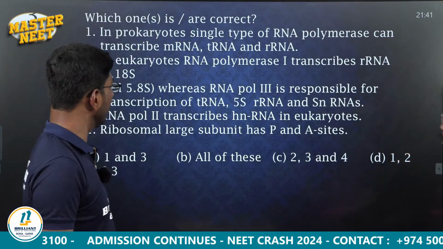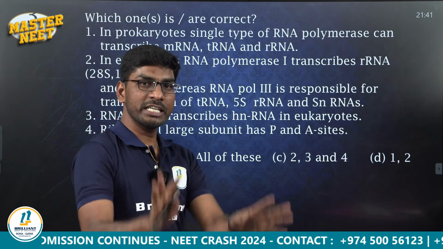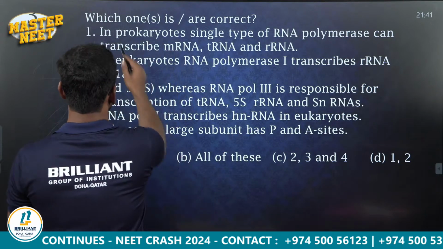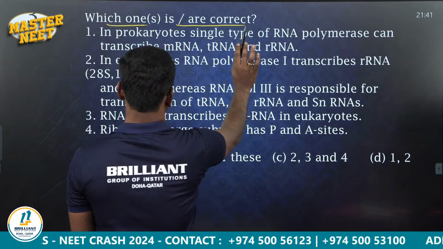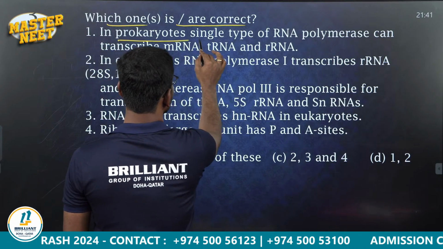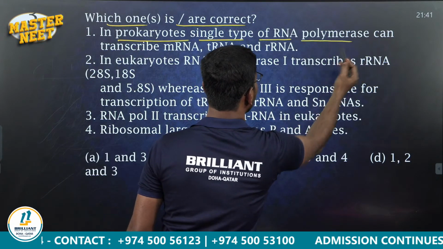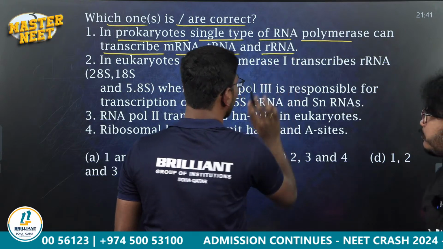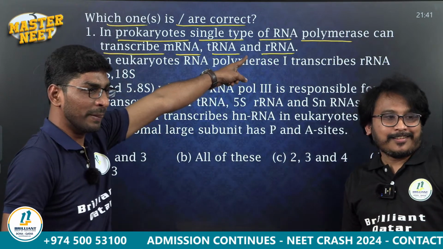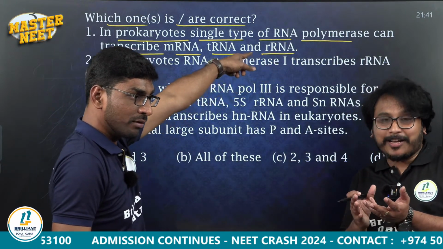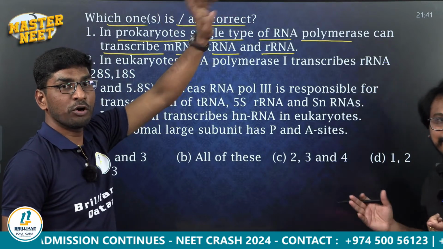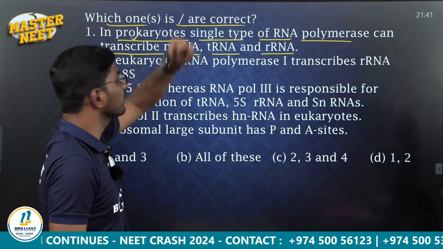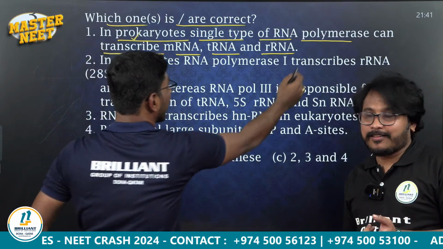Now next one. Look at here. Read this question and try to answer this. Which one is the correct? In prokaryotes, a single type of RNA polymerase can transcribe mRNA, tRNA, rRNA. Correct or not? There is no separate RNA polymerase 1, 2 and 3, because this is what? Monoric, prokaryotes.